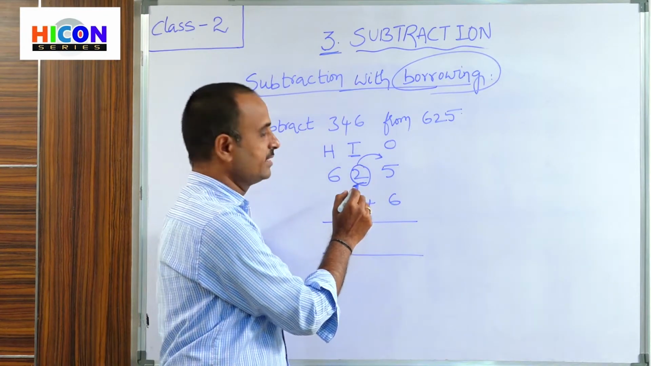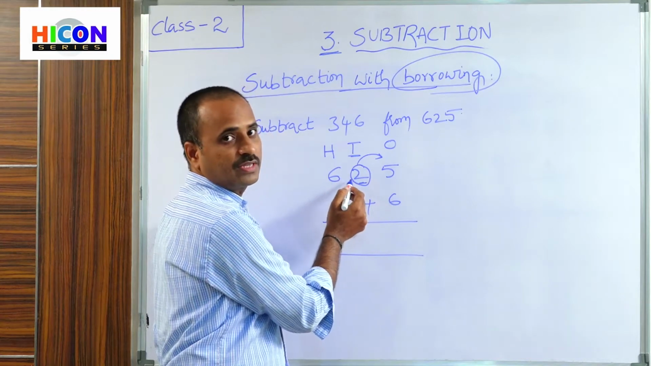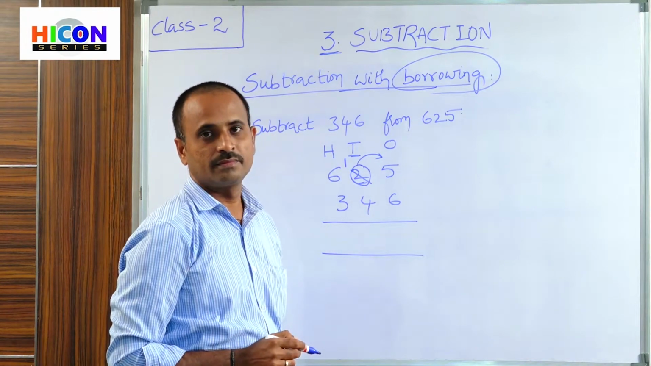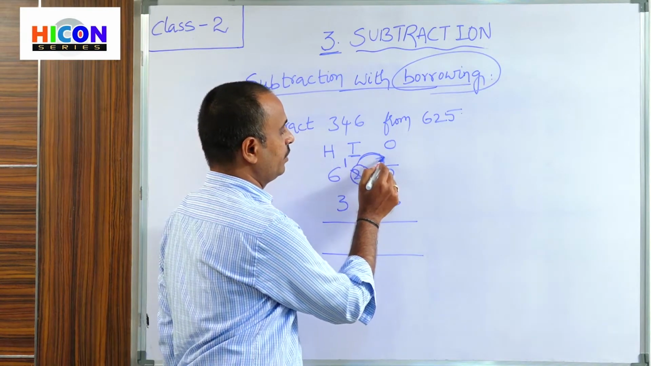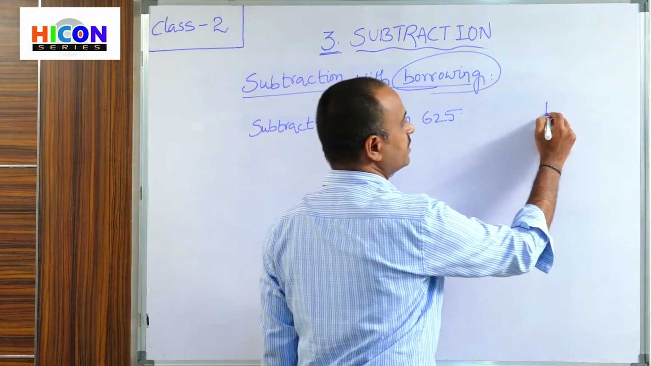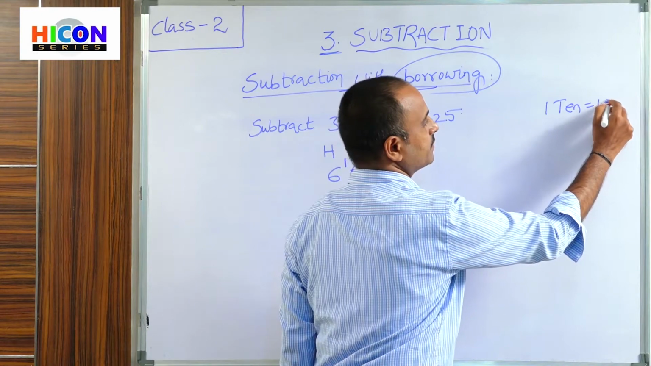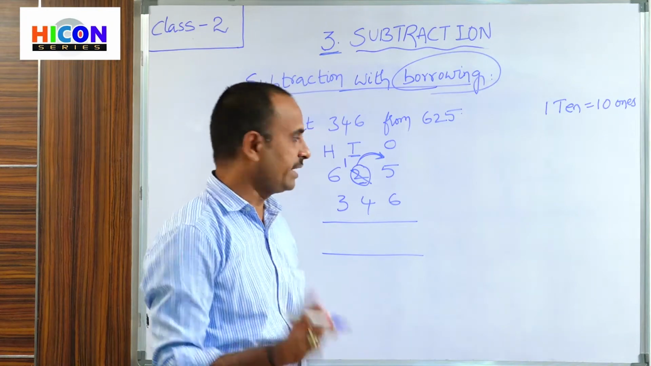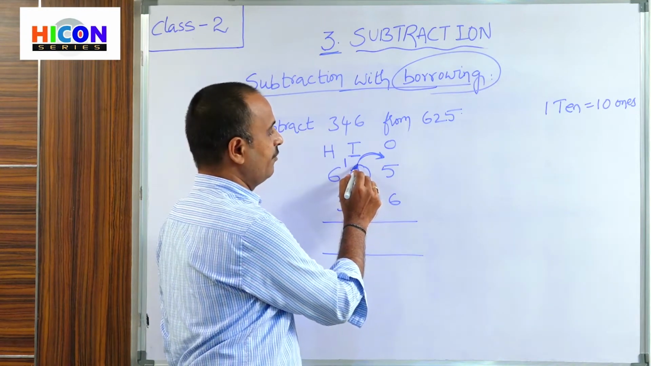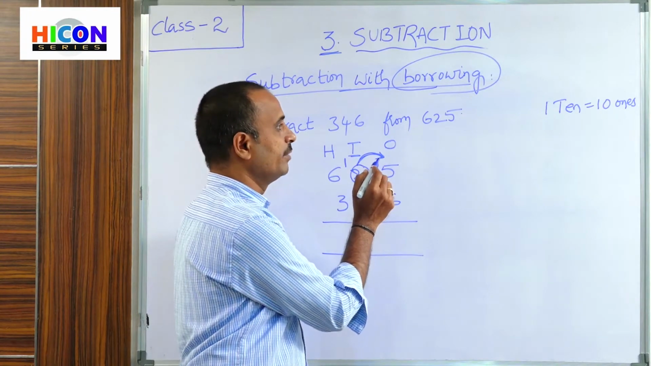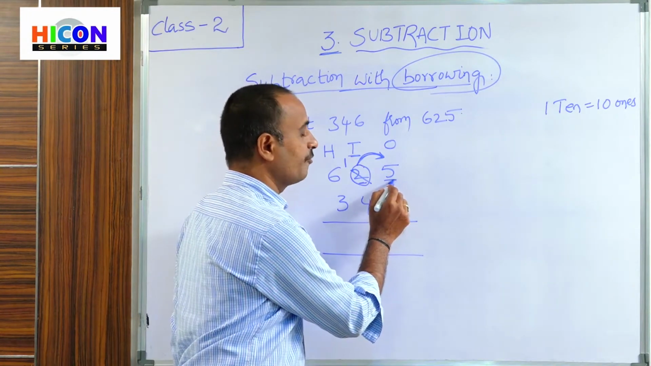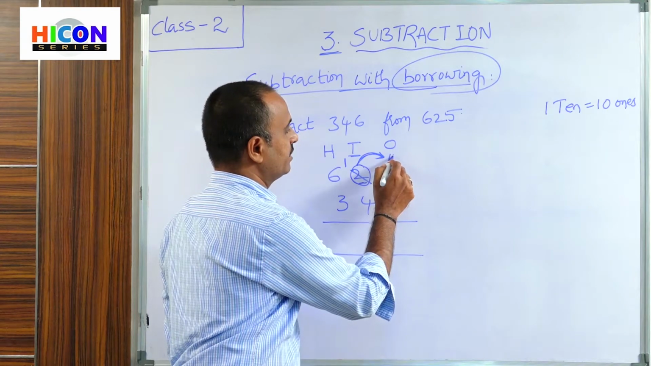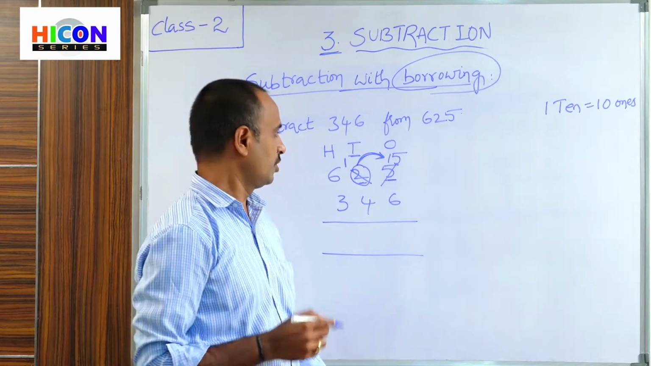So if 1 ten is carried to ones place, how many tens are there? So there will be 1 ten. So if you carry 1 ten to the ones place, 1 ten is equal to 10 ones. So children, remember this point. 1 ten is equal to 10 ones. So if we carry 1 ten to the ones place, it will become 10 ones. There are already 5 ones and these 10 ones become total 15 ones. 15 ones. So now do subtraction.